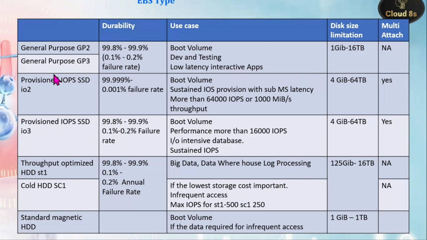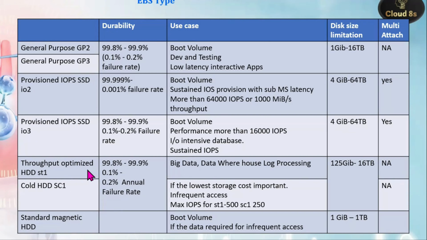Along with general purpose GP2, GP3, IO2 and IO3, there are another two types. One is throughput optimized HDD ST1 and the other is cold HDD SC1. These are other storage types provided under EBS. The annual failure rate is similar, 0.1 to 0.2 percent. These help us deploy EC2 instances for big data analysis, data warehousing, and long processing.